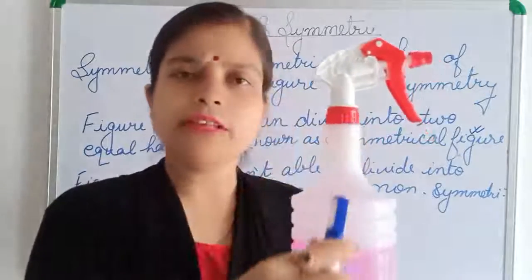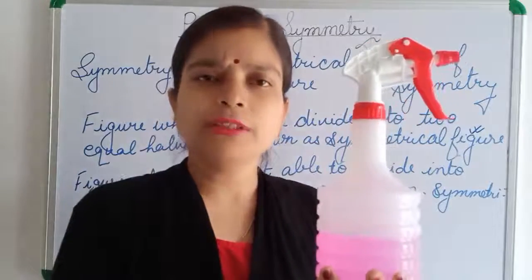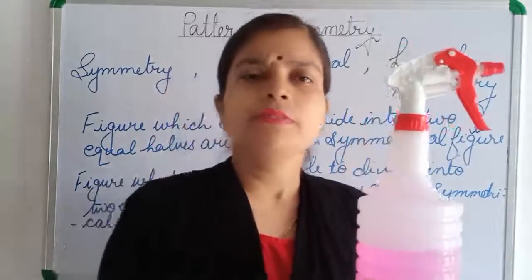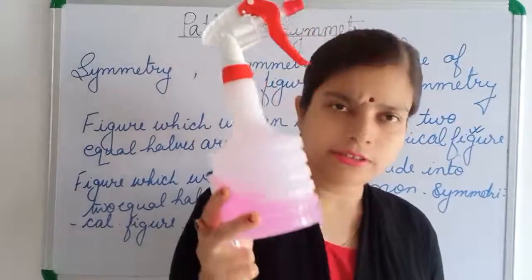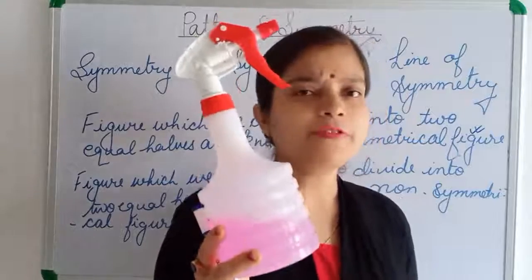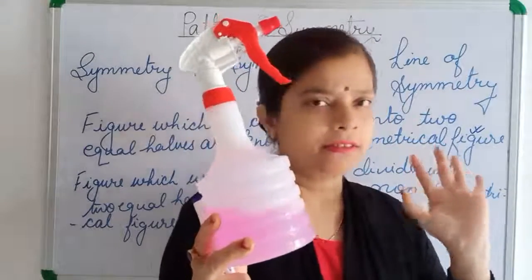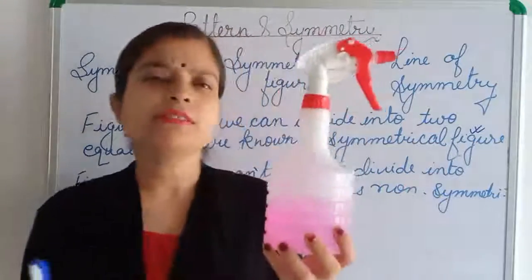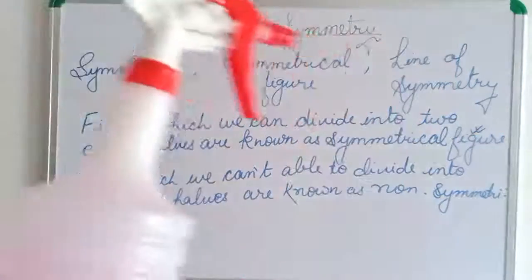So we can't divide it into two equal halves from this direction either, neither from this direction nor from this direction. It means we can't divide this solid shape into two equal halves from any direction, from any line of symmetry. So this is a non-symmetrical shape.